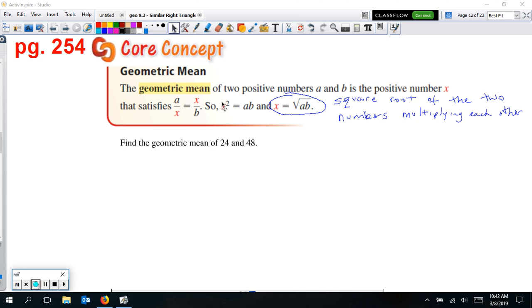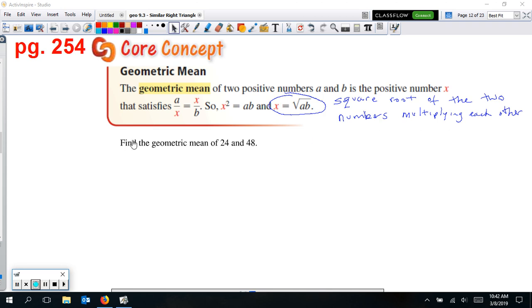So x times x is x squared, and a times b is ab. So we can make it like this, where you see x squared equals ab. And then to get rid of the square, we take the square root of both sides to make it even simpler, and x is now equal to the square root of ab. This is what I wrote over here, and you want to write this down next to that. I'd circle this part. That's the main part if you can just remember this. This is how you find the geometric mean. It is basically the square root of the two numbers multiplied by each other.